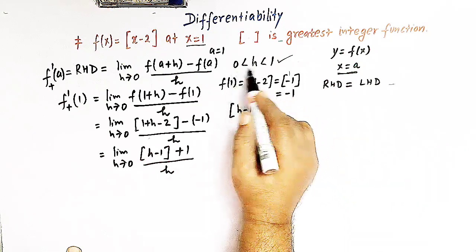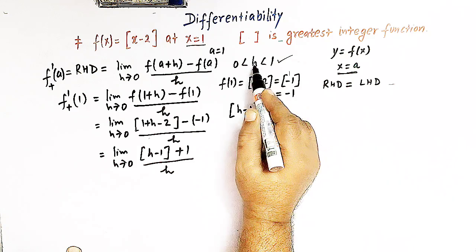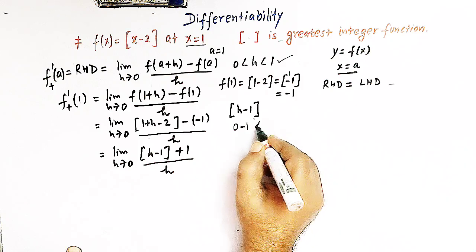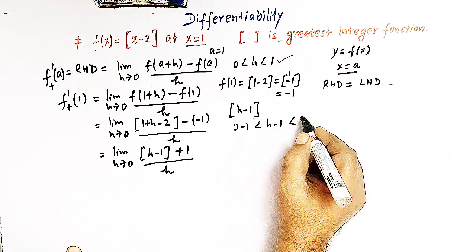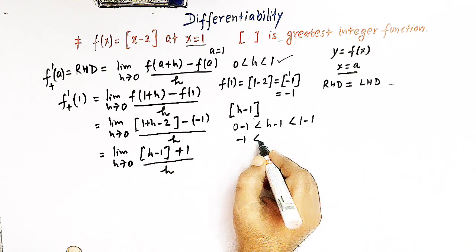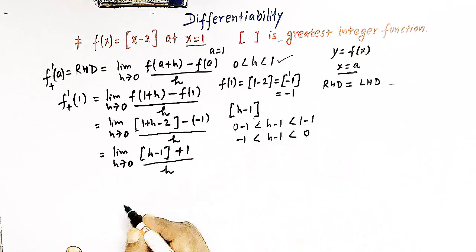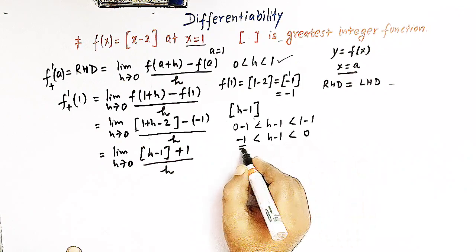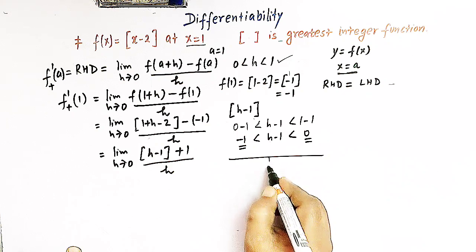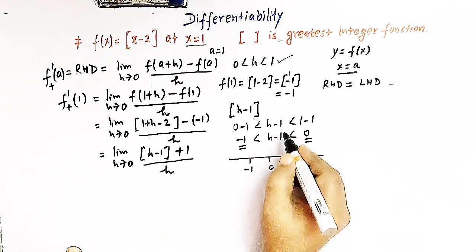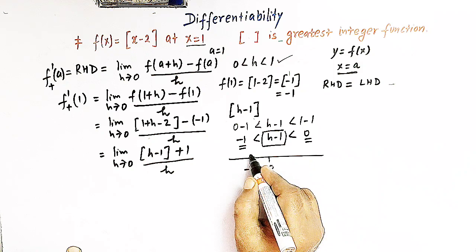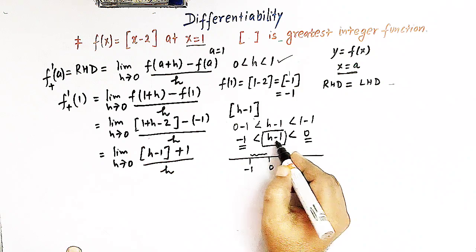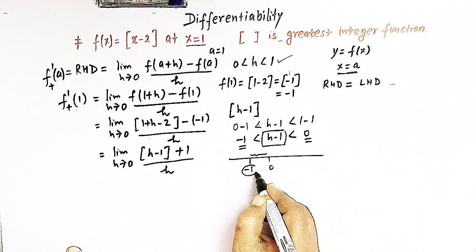If we subtract 1 throughout in this inequality, then we get 0 minus 1, then h minus 1, and 1 minus 1. So this is minus 1, this is h minus 1, and this is 0. This inequality suggests that h minus 1 lies between minus 1 and 0. So the greatest integer of h minus 1 should be equal to minus 1.